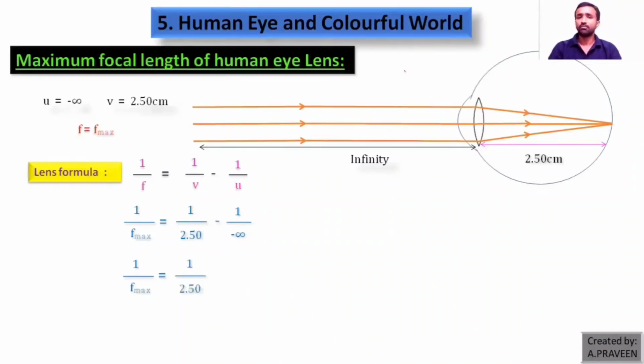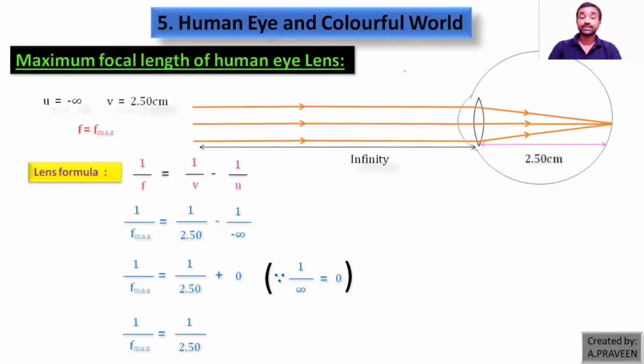In the second term, minus into minus becomes plus, and 1 by infinity is written as 0. As we know mathematically, 1 by infinity equals 0. From that, I substituted 1 by infinity equal to 0. Then the second term will be plus 0 after multiplication. Then the next step: 1 by f maximum is equal to 1 by 2.50. I got 1 by f maximum equal to 1 by 2.50.